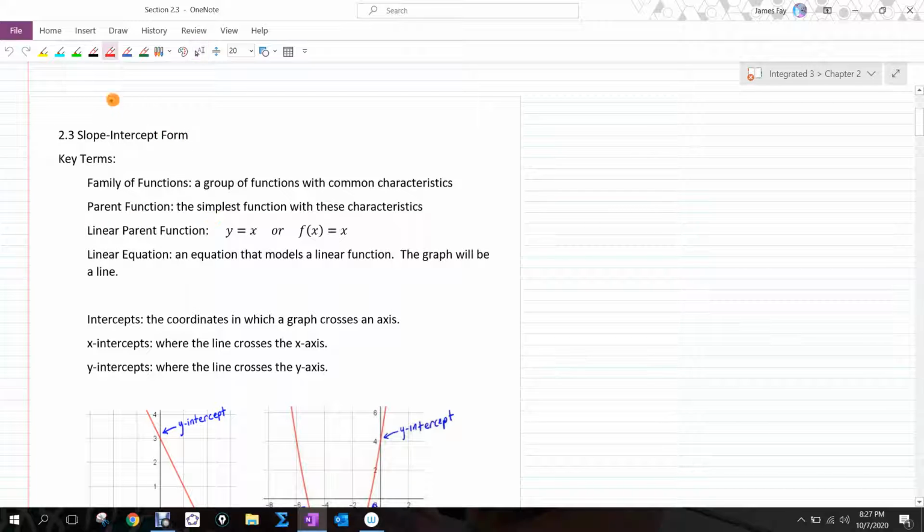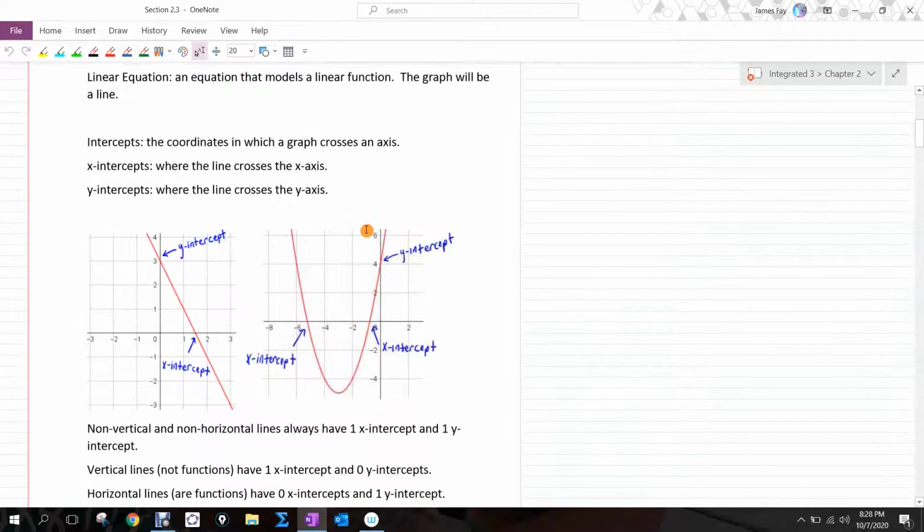So for our lines, the simplest line we can come up with is y equals x. Now you'll often see it as f of x equals x, and that was the function notation. And all lines pass the vertical line test. So every line we write can be y equals whatever the equation is, or f of x equals whatever the equation is. So the linear equation is an equation that models a linear function. The graph will be a line.